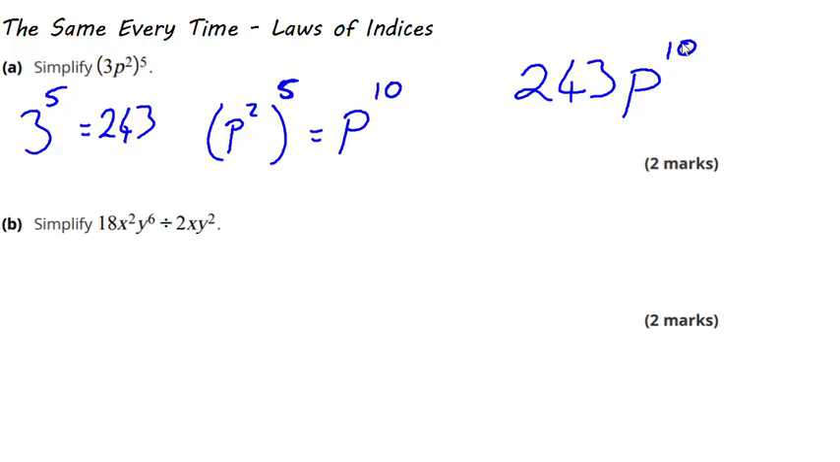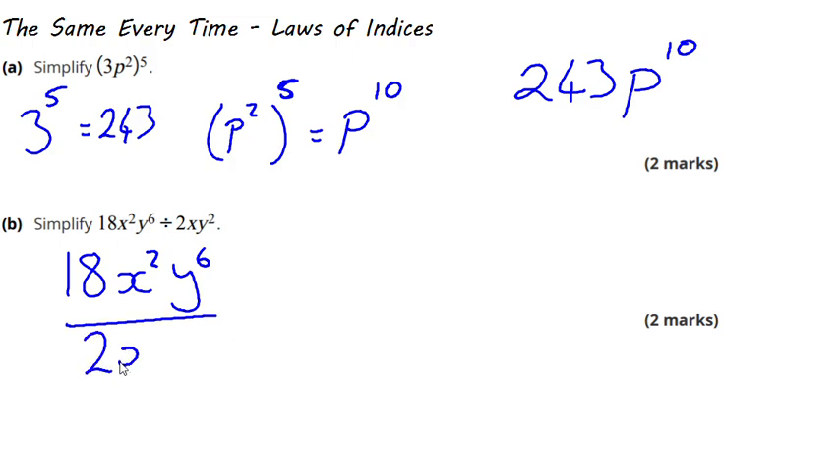Part B, looking complicated. Perhaps looking more complicated than it really is. I prefer to write these as a fraction. So it's a divide by, on the top of my fraction, 18x squared y to the power 6. On the bottom of the fraction, 2xy squared. So we've got three parts to our final answer here. There's going to be a number, there's going to be an x to the power something, there's going to be a y to the power something.